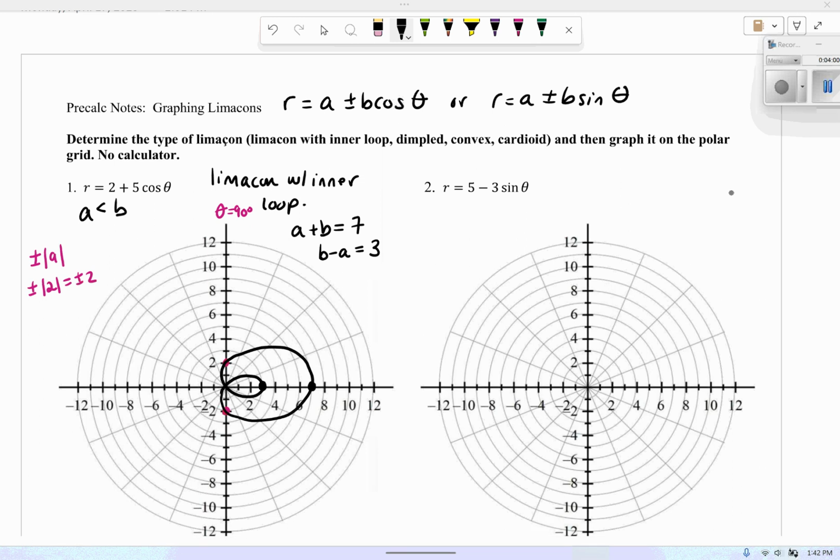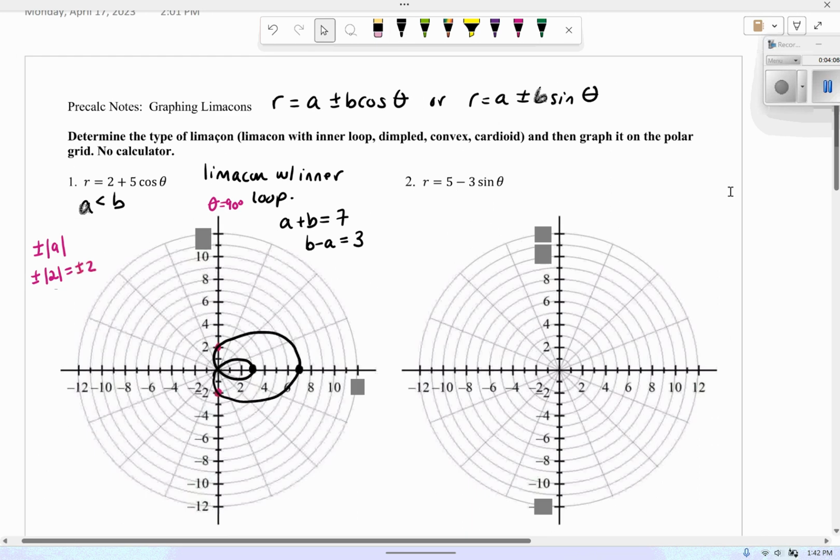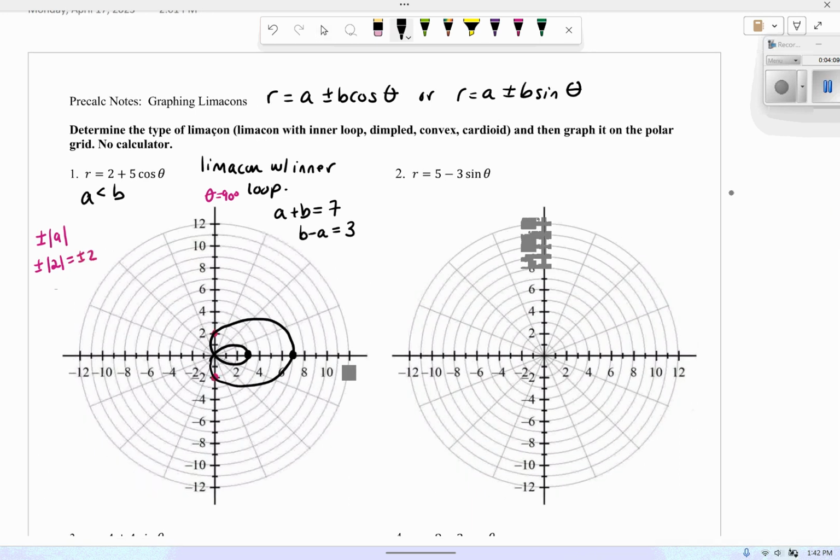So we're looking at those points that hit on the polar axis and the line theta equals 90 degrees or pi over 2 if you're using radians. So looking at the next one, we have r equals 5 minus 3 sine theta.